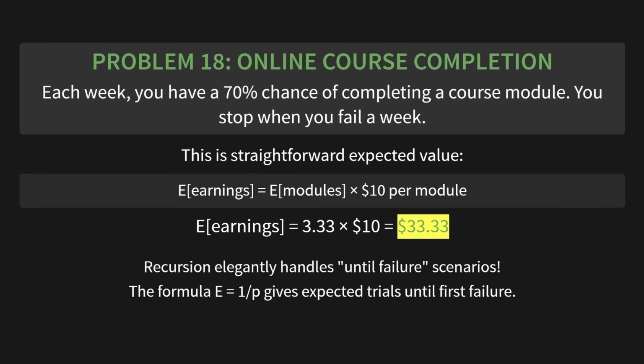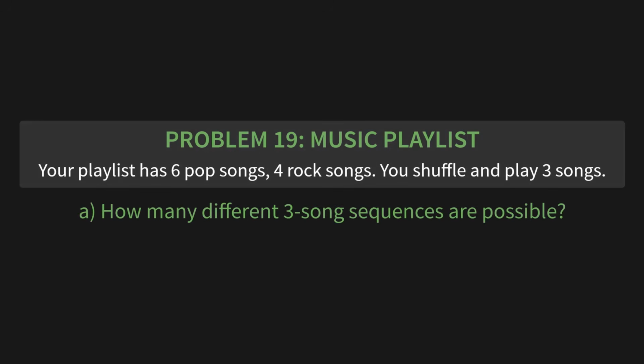Listen up. You've transcended normal learning capacity. You're operating on pure mathematical intuition now. And this problem? It's all about the music. Your playlist has 10 songs total, 6 pop songs and 4 rock songs. You hit shuffle and play 3 songs. Let's analyze what happens. First up, how many different 3-song sequences are possible?